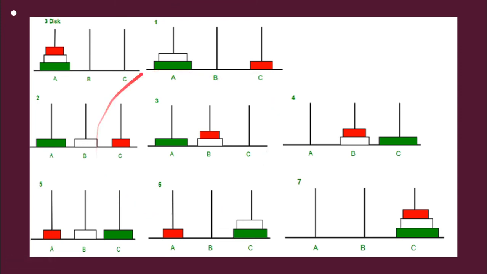So that's all the possible 7 movements. As we have 3 discs here, we have 2 power n minus 1, which is 7 moves. 2 power 3 is 8, that means 0 to 7. By 7 moves we will be able to shift all the discs from one rod to the other rod. Now this B is used as a temporary rod, a temporary buffer. It helps to hold the disc for some time in between while the discs are being shifted.